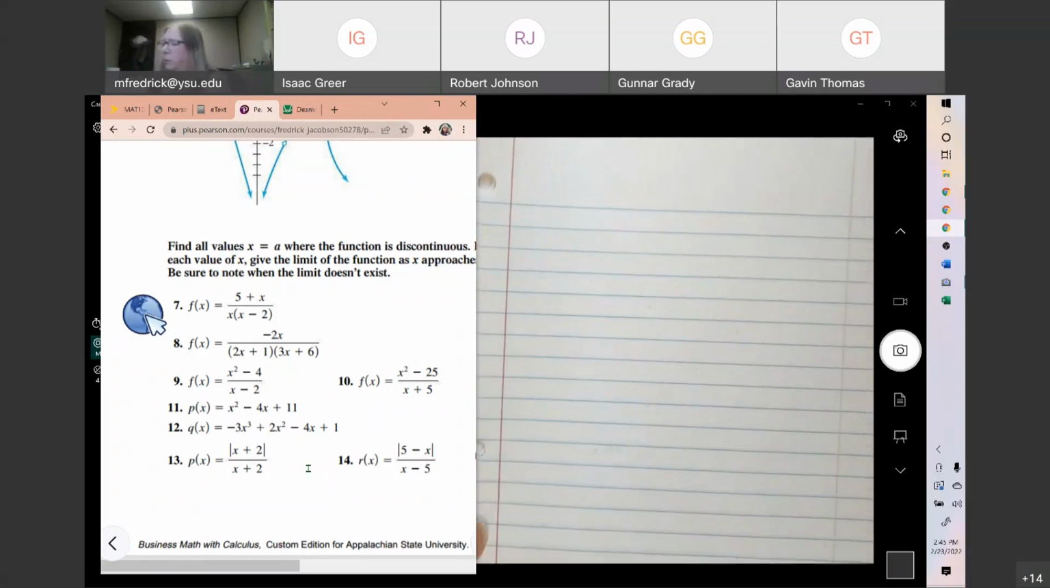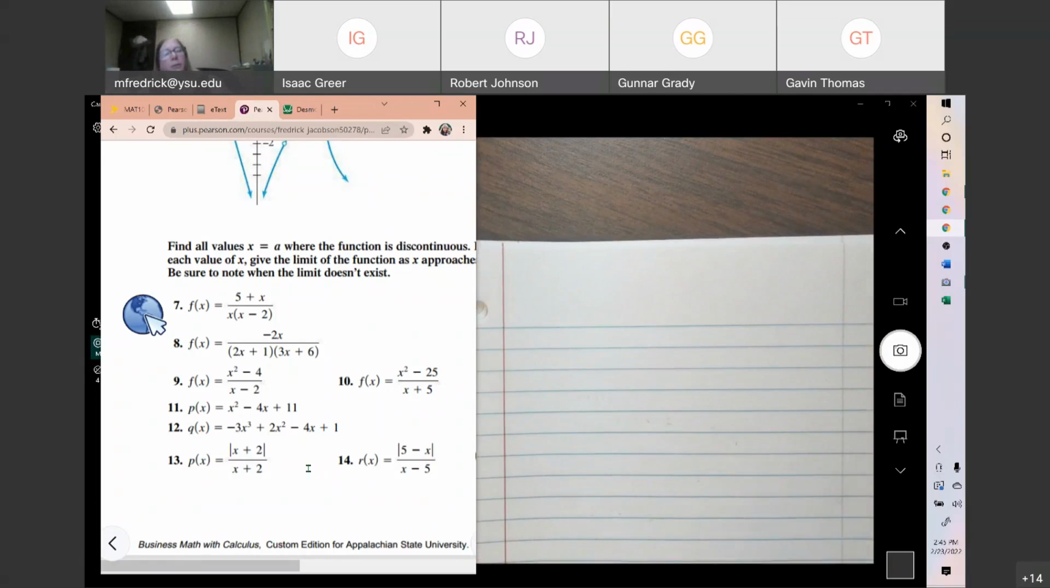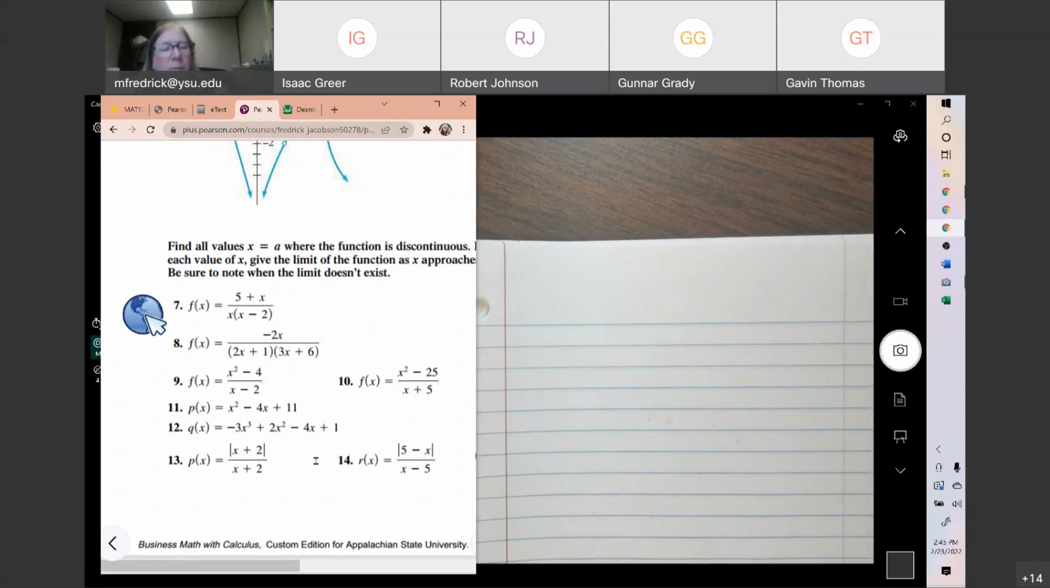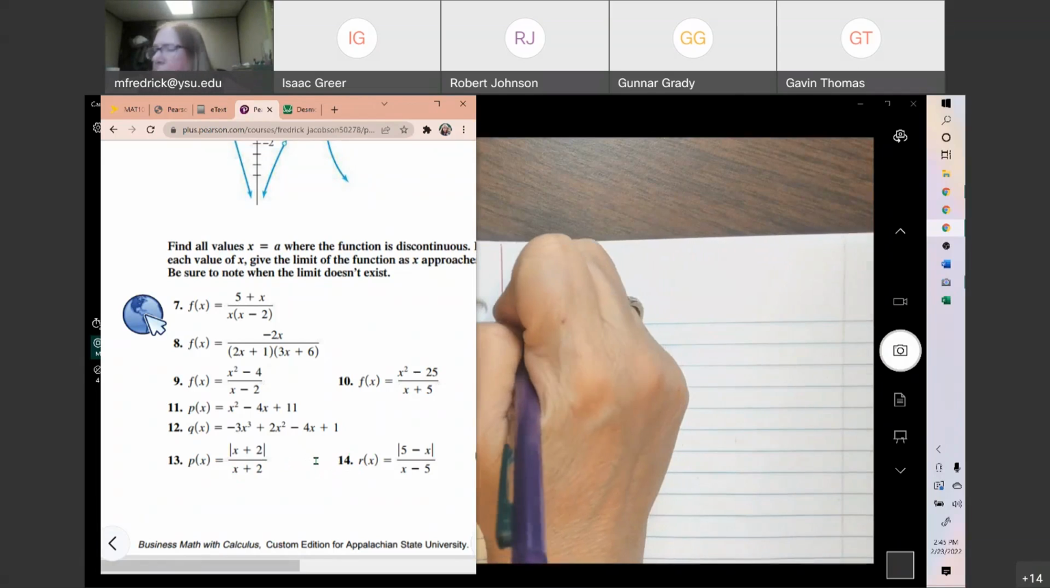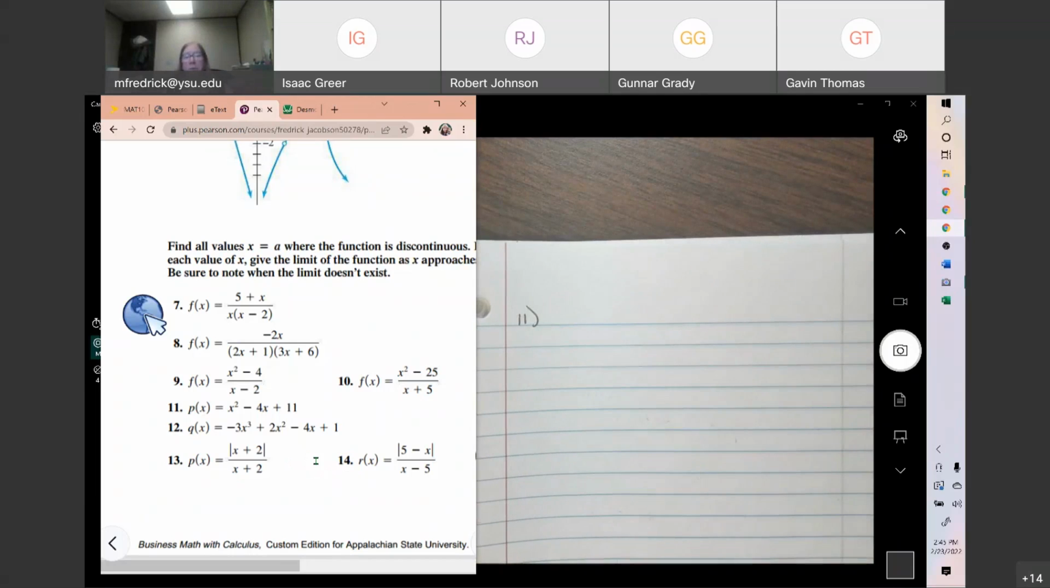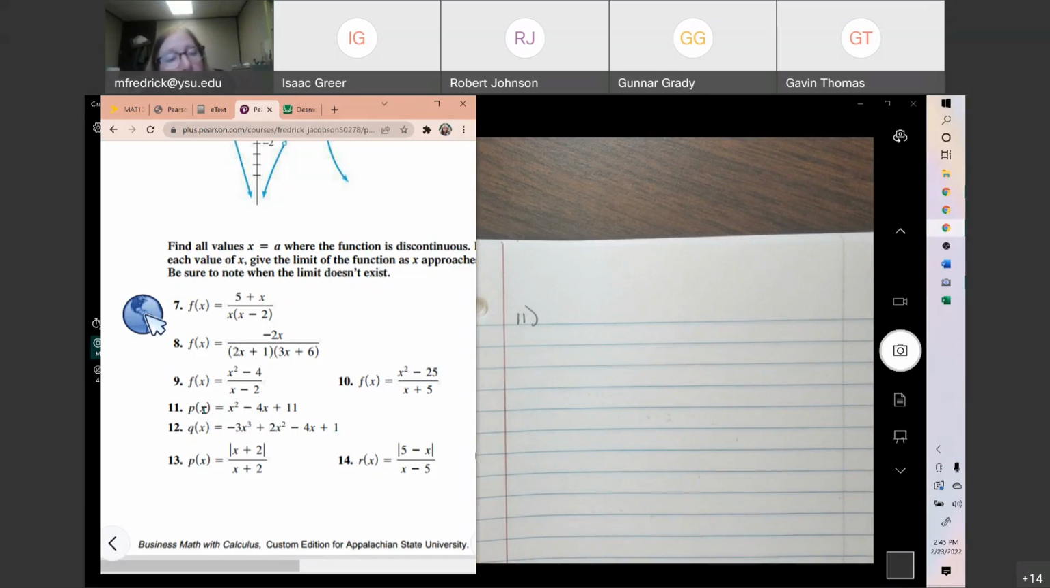Well, start another sheet. Number 11 and 12, don't worry about the absolute value ones. For our course, we don't need to worry about those. But number 11, there's no fraction, there's no square roots. It's just a polynomial, and in this case, number 11 is a quadratic. It's a parabola. They're continuous. So 11 and 12 are both continuous functions. Because there's no fraction and there's no radicals, the domain is all real numbers, so they're always continuous.